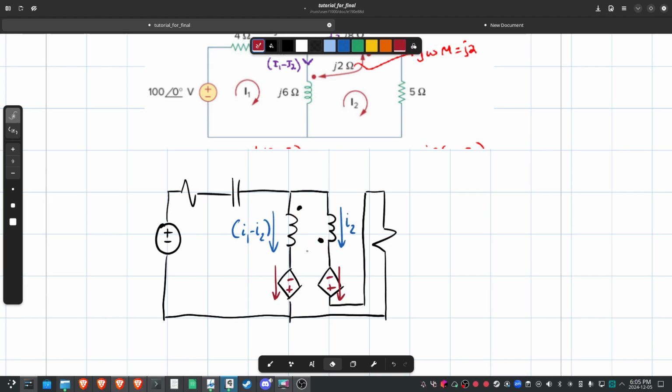And once again, what if these were aiding instead? What if these dots were on the same side? I'll start to use that wording because people are getting confused. What if these dots are on the same side? Now, the voltage source is going to be the opposite of the other current. You see that? That's it.